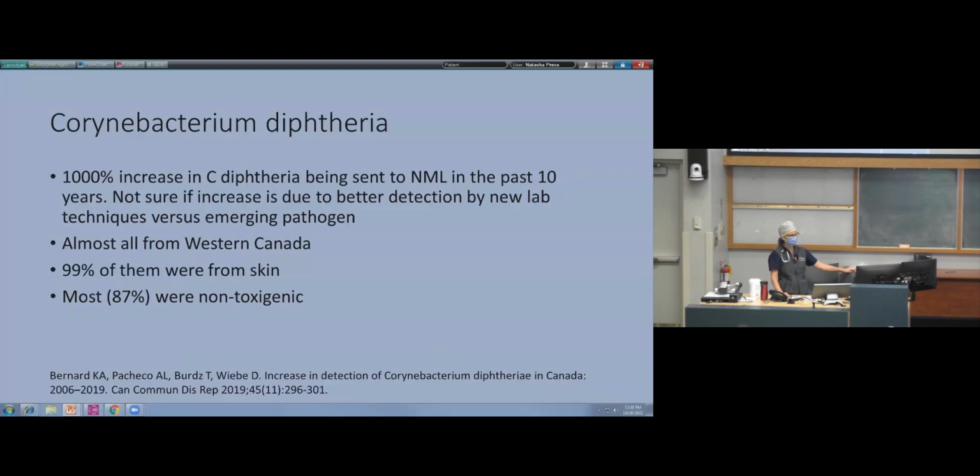So here's the interesting thing about the NML, the National Micro Lab in Winnipeg, getting the samples. Almost all of them are from Western Canada, and most from BC. 99% of them are from skin. So exactly what we saw on that swab report. And most of them are non-toxigenic. Again, most people are vaccinated, so they shouldn't have toxin-producing strains.